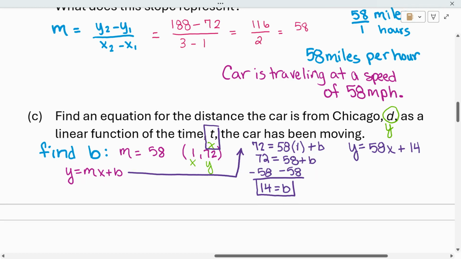Now the last thing that I'm going to do is switch out the variable y with a d, which represents my distance. So d equals 58, and I'm going to replace the variable x with a t, because t represents our time, plus 14. So this is our equation that we're going to use.